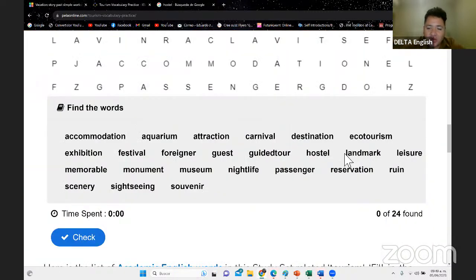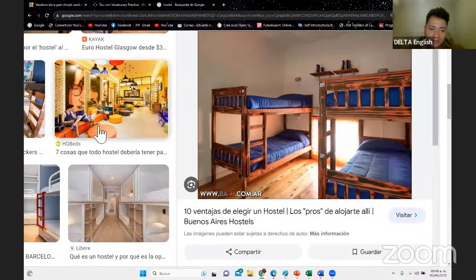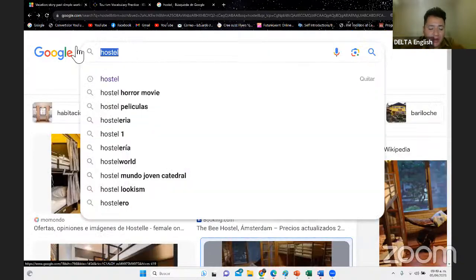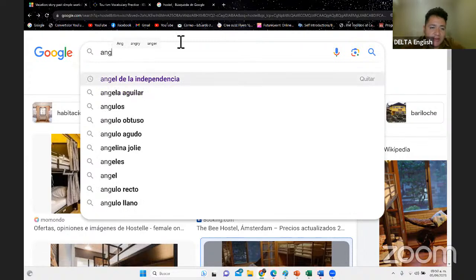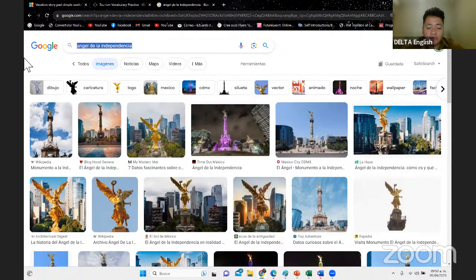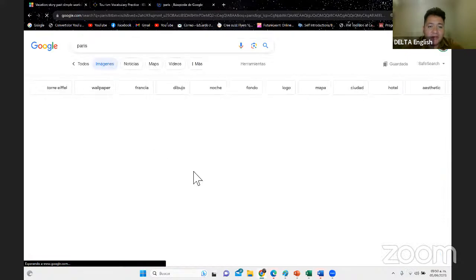Okay. Now we have the next one, an important word in tourism, that is landmark. What is a landmark? Landmarks are the important, touristic places you can go when you visit a city or when you visit a country, right? For example, in Mexico City, the landmarks are the Independence Angel, right? This is one of the most iconic landmarks in Mexico City. You have the Monumento a la Revolución too, the Revolution Monument. That's another landmark. If you go to different places, you will find landmarks. For example, what is the most iconic landmark in Paris?